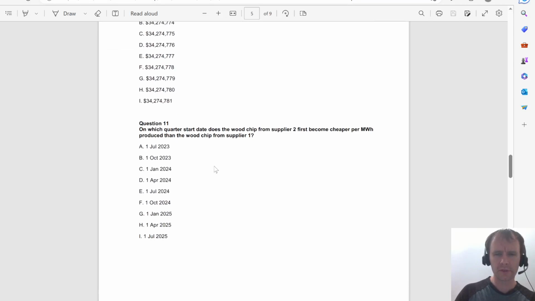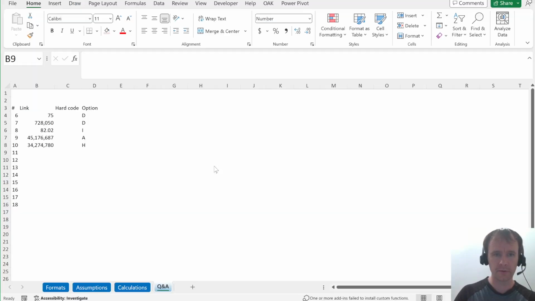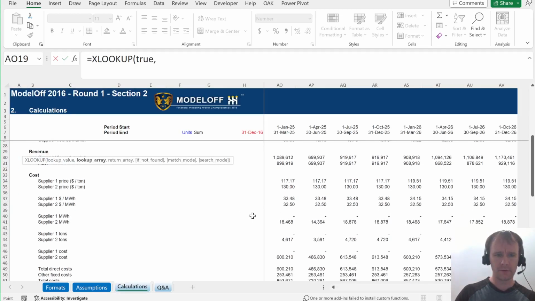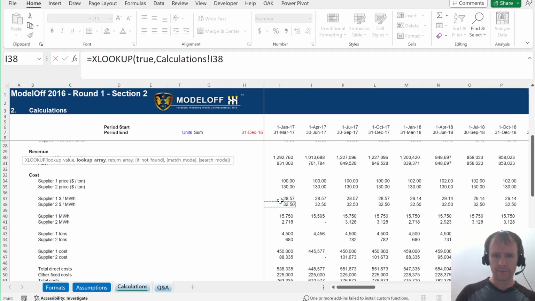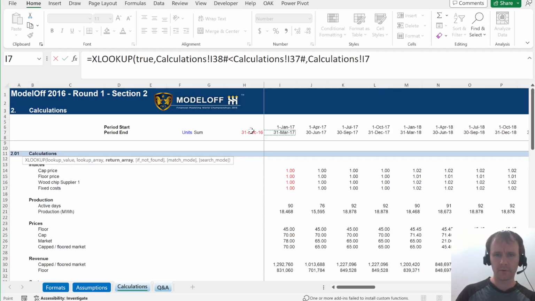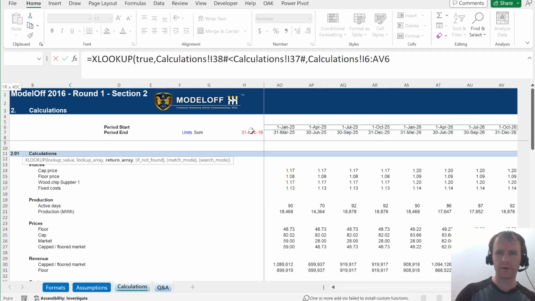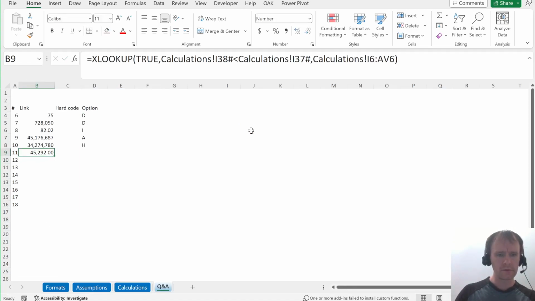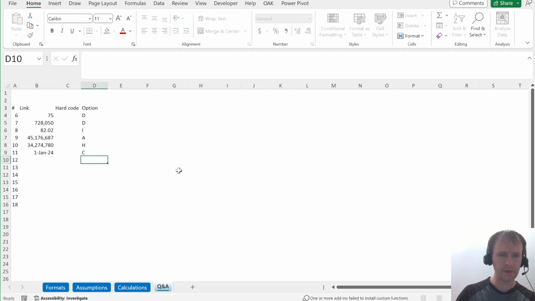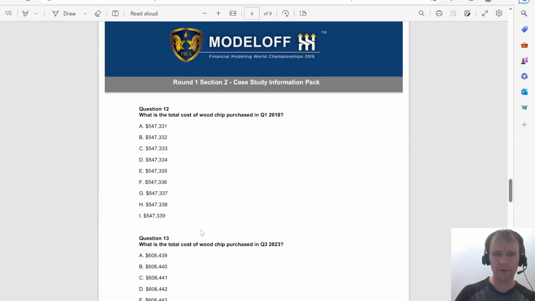Okay, 11. Which quarter start date does the wood chip from Supplier 2 first become cheaper per megawatt hour produced than the wood chip from Supplier 1? So that's going to be XLOOKUP true in, we want to see is these guys cheaper than these guys, and we want to return from the quarter start date, I think it said. So that's here, 1 Jan 24, which is C. Kind of impossible to know with a question like that from the answers whether you've got it right or not.